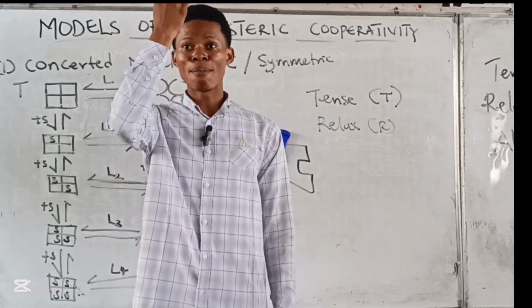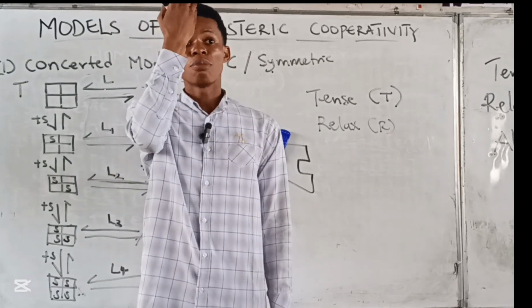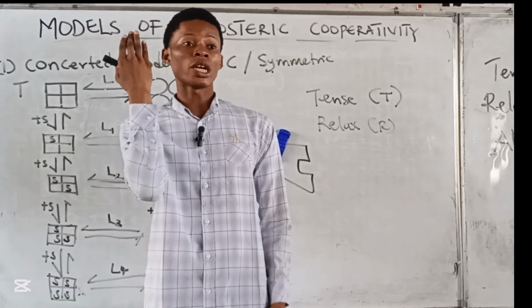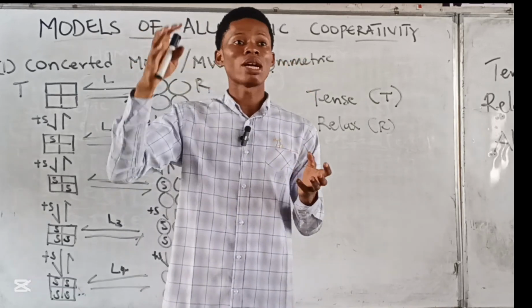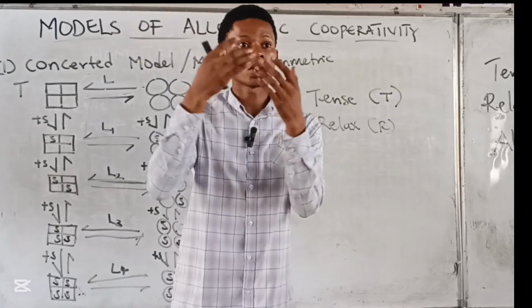And in the concerted model, or the symmetric model, when they say something is symmetrical, in biology you are taught that human beings are bilaterally symmetrical, right? Meaning if you divide here like this, what is here is the same thing as what is here. Good. So when they say something is symmetrical, meaning all of them are the same.